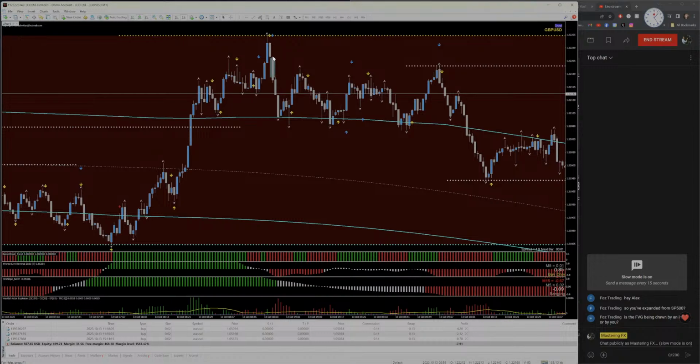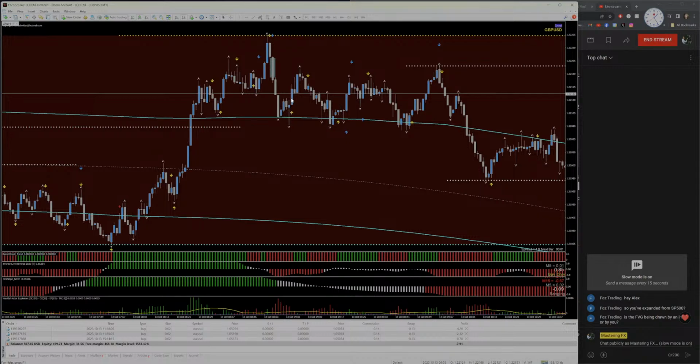So in order for the fair value gap, hence the name, to be fair to every market participant, price needs to come back and tap into this area to give other people a chance to get in as well, basically. And this is what it's based on. And it's always a 3 candle formation. Candle 1, candle 2 with the actual gap, candle 3, and a break of structure in the same move.